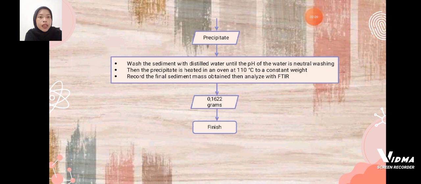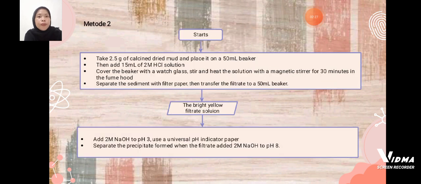Then the precipitate is heated in an oven at 100 degrees Celsius to a constant weight. Next, record the final sediment obtained and analyze it by FTIR. From the practicum, the mass obtained is 0.1622 grams, and finish.